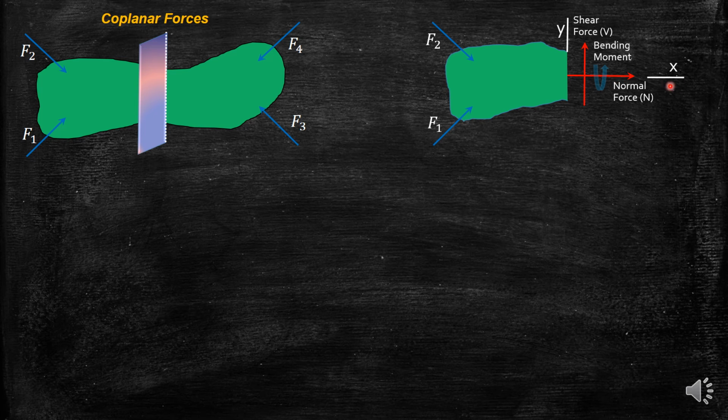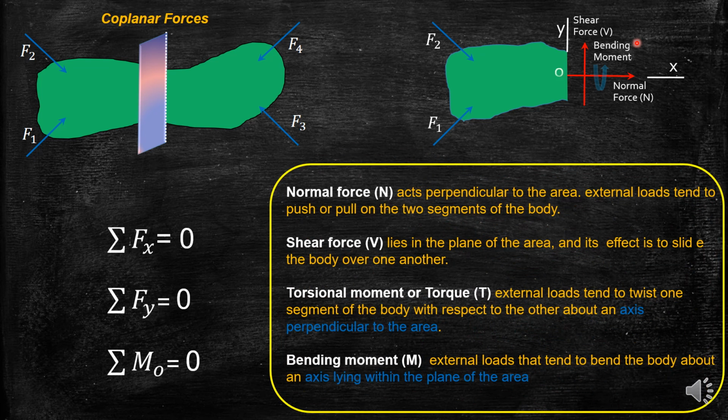So there will be a normal force, a shear force, and bending moment. So in a coplanar body, there will be normal force, shear force, and bending moment. There will not be any twisting moment in the coplanar forces. This can be remembered. And to calculate the normal forces, force along x direction is put equal to 0. In order to calculate the shear forces, force along the y direction is put equal to 0.